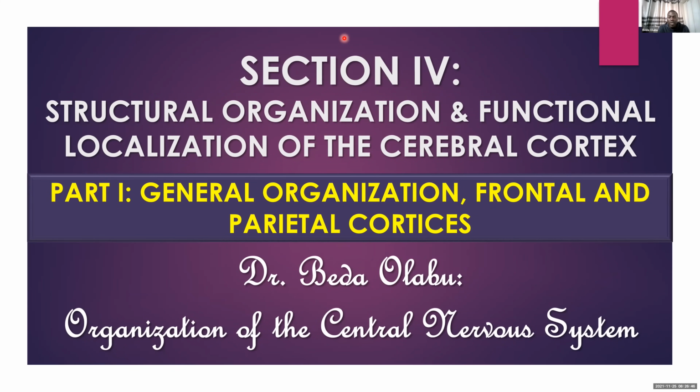In the first part, we look at general organization of the cerebral cortex, and we also look at functional localization of the frontal and parietal cortices. Then in the second part of the lecture, which we'll not do in this one, we focus on functional localization of the occipital cortex, as well as that of the temporal cortex. And in the same sitting, we look at something called the limbic system. And we also talk about the blood supply to the cerebral cortex. So combining all that in one lecture is a bit long and too much, and that's why I prefer breaking it into two.